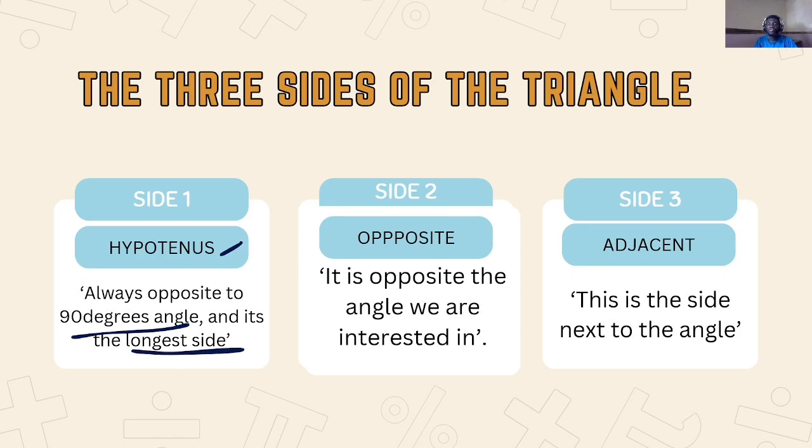Then the next thing to note is your angle of interest. The side that is opposite to your angle of interest is called your opposite. Then the last thing is the side that is next to your angle of interest, which is called your adjacent.